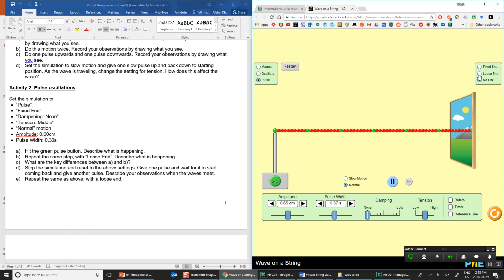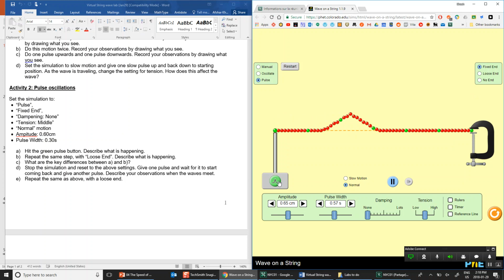Okay. But now let's say I change it to a fixed end. So now this point has no choice but to remain fixed. The wave can't go on beyond this point because this point is not allowed to move. Right? And that's really, really important. And let's try to see how that wave behaves.